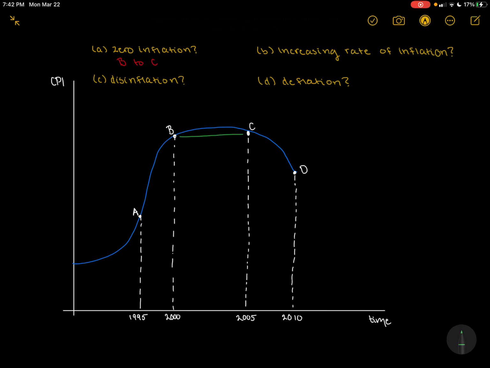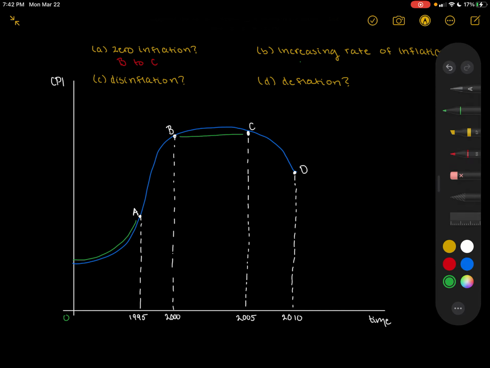Now, how about where we experience an increasing rate of inflation? This is when inflation is increasing really, really fast, where we could see our CPI also increasing really, really fast. And it's probably going to be from point 0 all the way to point A, right? Because right in there, you can see that it almost has the shape of an exponential increase. So it's continually getting higher and higher from time 0 to time A.